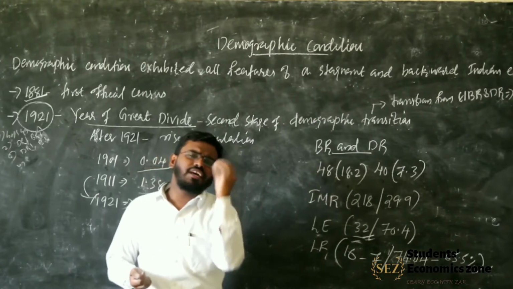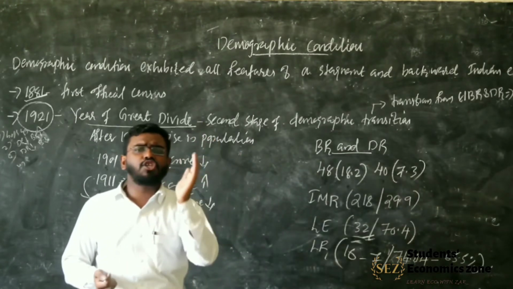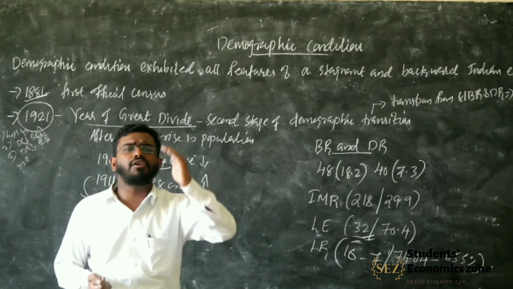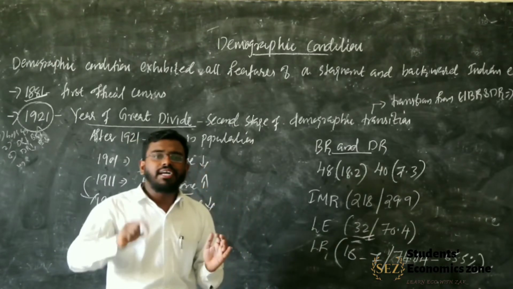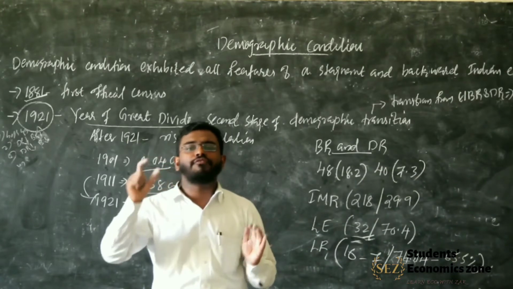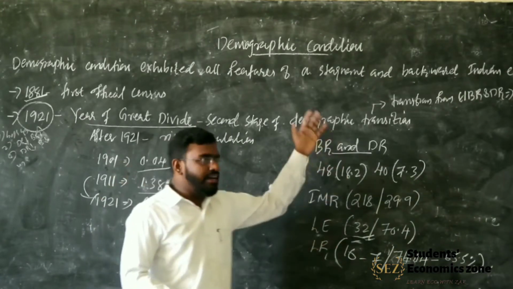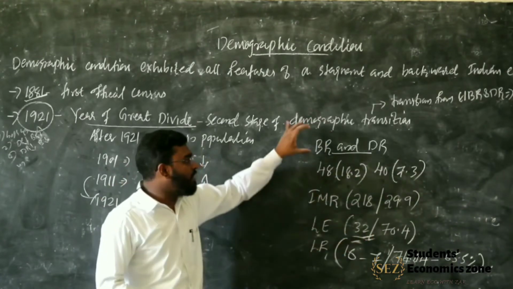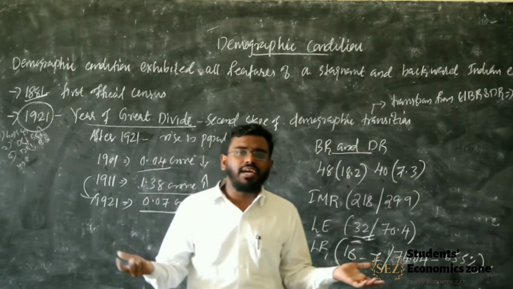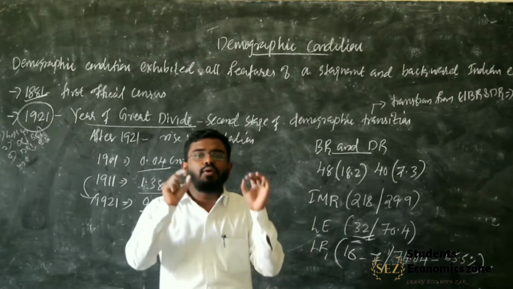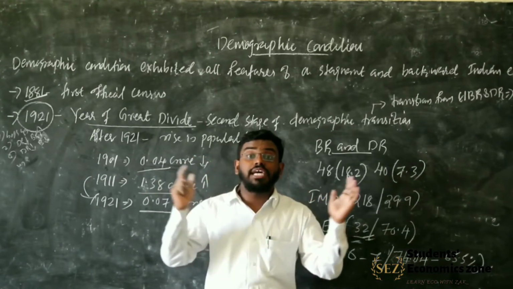Okay, now we need to analyze the case of demography under colonial rule. The condition of demography under colonial rule shows the backwardness as well as stagnation of the Indian economy. Here data will show that. Firstly we can discuss birth rate and death rate. What is the meaning of birth rate? Birth rate is the number of births per 1,000 people.